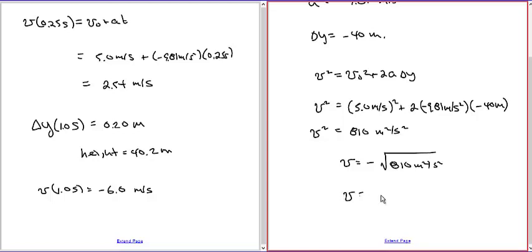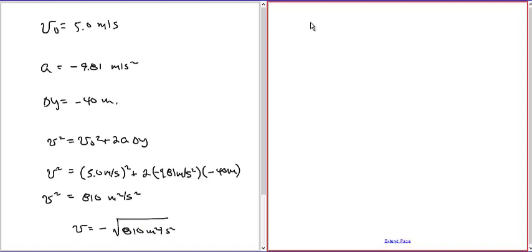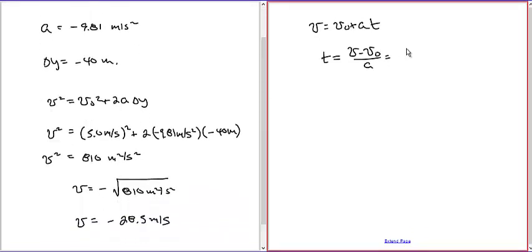And so we get negative 28.5 meters per second. Okay, so that's the velocity, and then you can use this equation, v is equal to v0 plus at, and solve for t. So that's v minus v0 over a. So our final velocity we just calculated, negative 28.5 meters per second, and our initial velocity we subtract, which is 5 meters per second, and we divide by a, which is negative 9.81 meters per second squared.